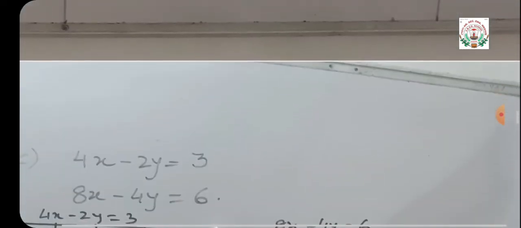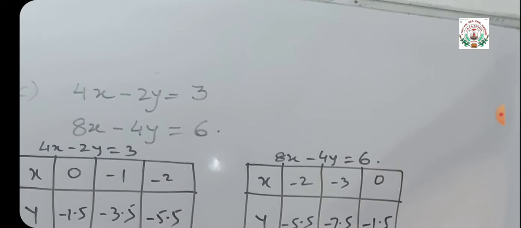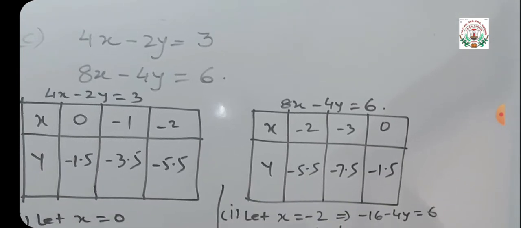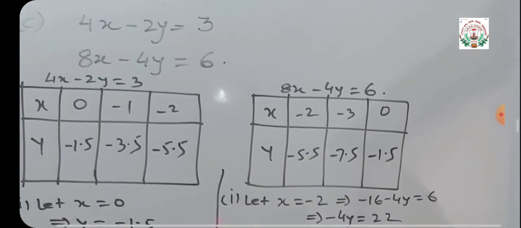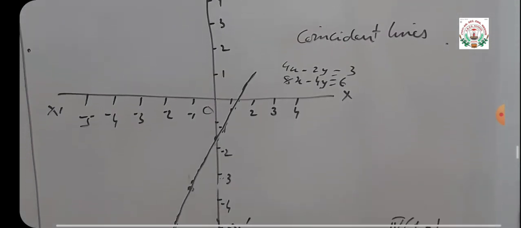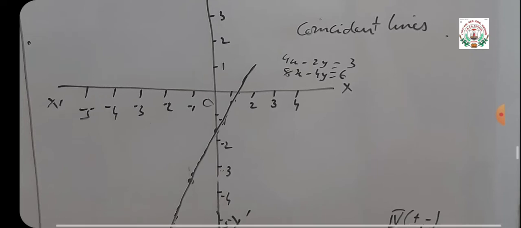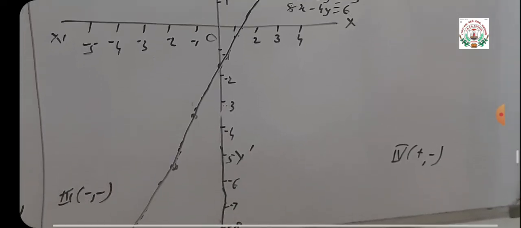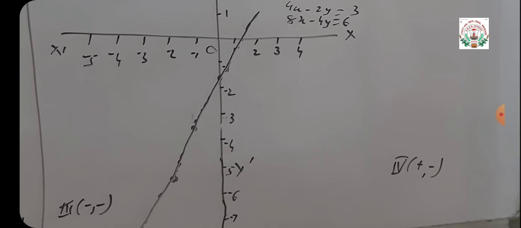Third case, all the three ratios a1 by a2 is equal to b1 by b2 equal to c1 by c2. Here 4 by 8 is 1 by 2, minus 2 by minus 4 is 1 by 2, 3 by 6 is 1 by 2. So all the three ratios in this problem are equal. So here the two graph lines will be coincident lines or completely overlapping. So we can say that these equations have infinitely many solutions and the system is said to be consistent.